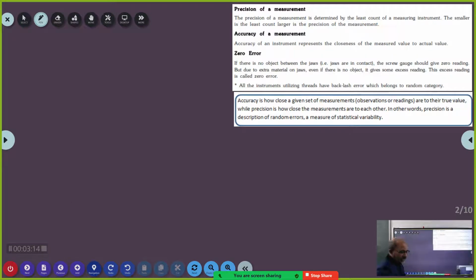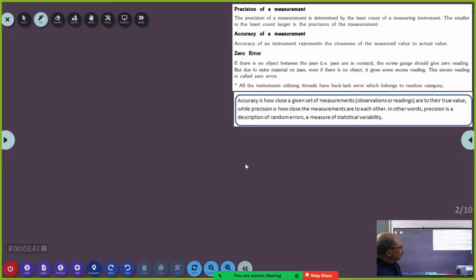Now this is another thing we had discussed a bit, precision and all. Just a word or two on this. Precision of measurement is determined by the least count of the measuring instrument. The smaller the least count, the larger the precision. This is one form of defining it, but I don't subscribe to that definition. Because now if you see this statement here, you can see it.